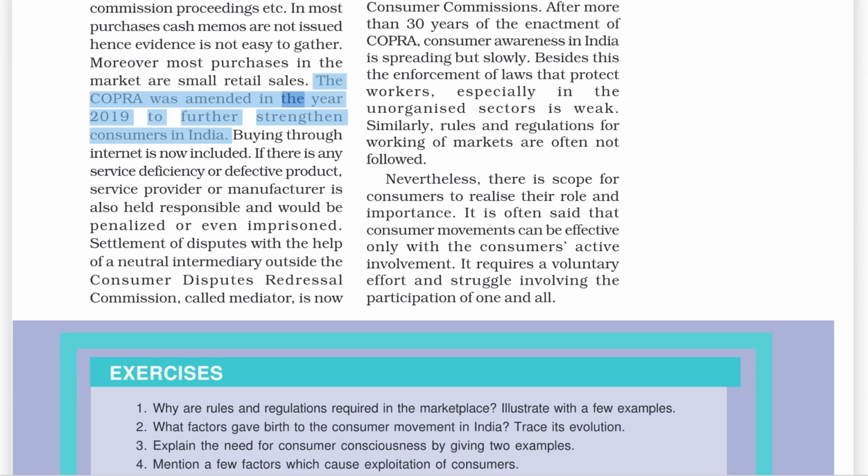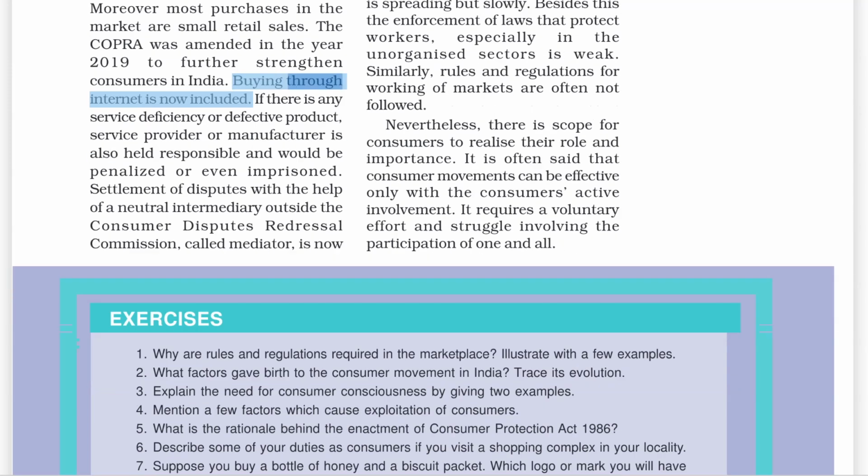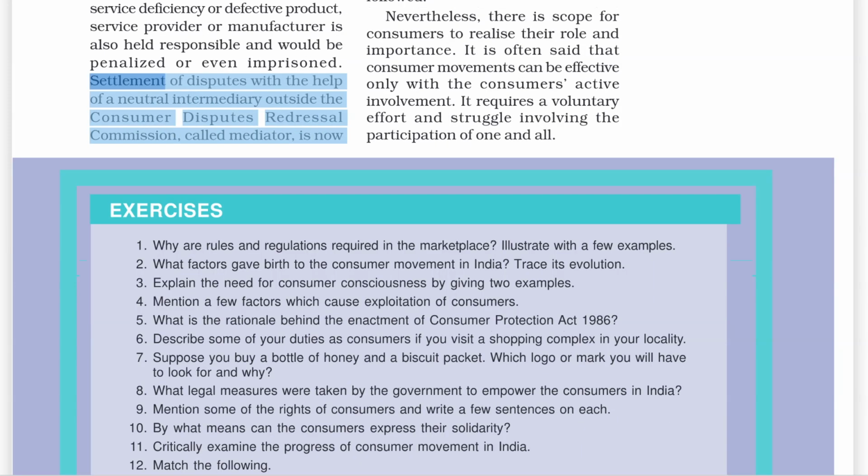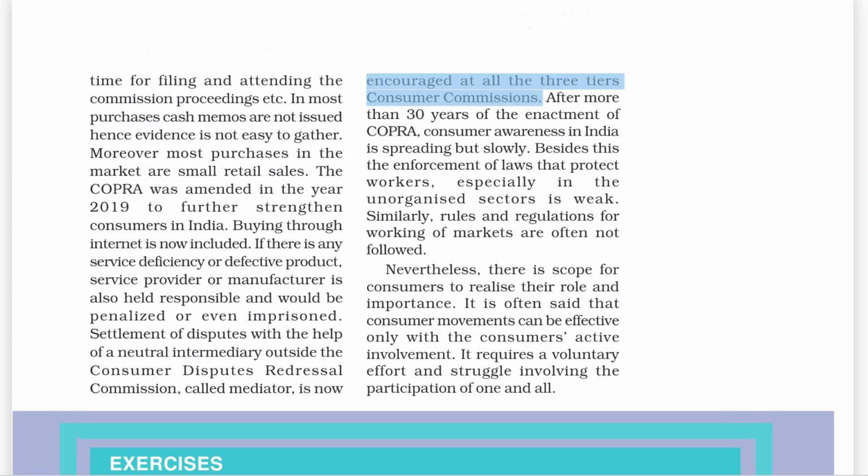The COPRA was amended in the year 2019 to further strengthen consumers in India. Buying through internet is now included. If there is any service deficiency or defective product, service provider or manufacturer is also held responsible and would be penalized or even imprisoned. Settlement of disputes with the help of a neutral intermediary outside the Consumer Disputes Redressal Commission, called mediator, is now encouraged at all the 3 tiers of consumer commissions.